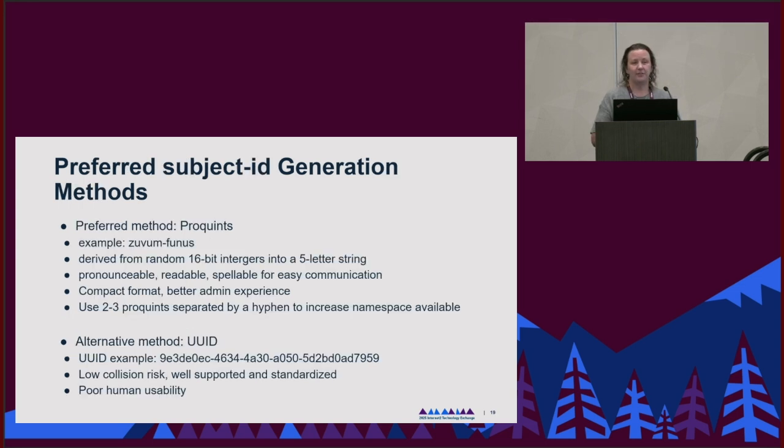The preferred methods for subject ID generation. Our preferred method that we are introducing, which came out based off conversation from last year's TechX, is called ProQuints. How many here have heard of ProQuints before?